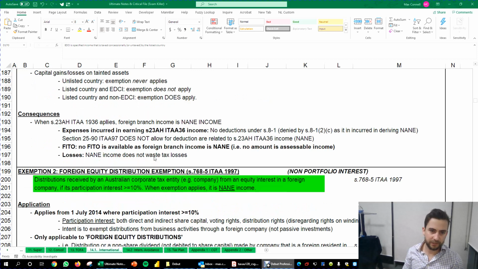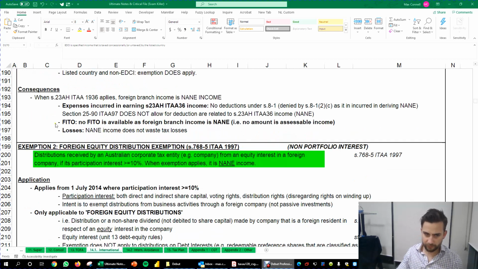In fact, let's say that Section 23AH does apply and the foreign branch income is not assessable anymore. The impact of this is basically it becomes non-A income, non-assessable, non-exempt. And if you remember from all the way in Chapter 1, we went through the difference between non-A and exempt income. Neither of them you have to report in your taxable income. Neither of them allow deductions against that because you're not getting any assessable income. But the difference between exempt and non-A income is the impact on losses. Non-A income does not waste tax losses. Exempt income does waste tax losses carried forward. That's the difference. So non-A income is always preferable.